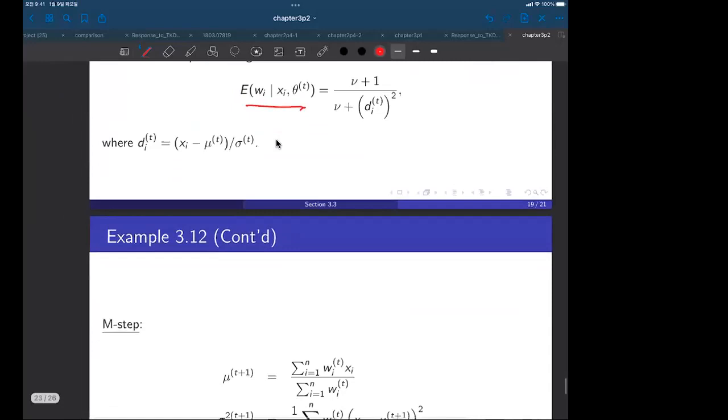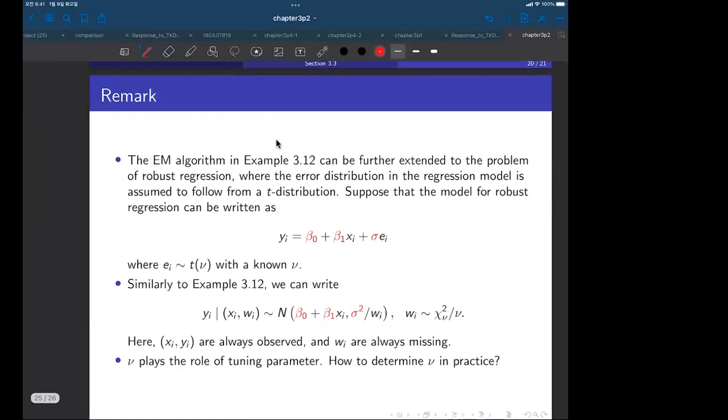The point is that the idea can be extended. Suppose you are using a T distribution error model for the regression. Why do you consider the T distribution? We allow for outliers, right? So we may allow robust regression. To allow robust regression, this is a reasonable approach with the T error model. And then this EM algorithm idea can be directly applicable. In that case, the role of the weight is downweighting outliers.